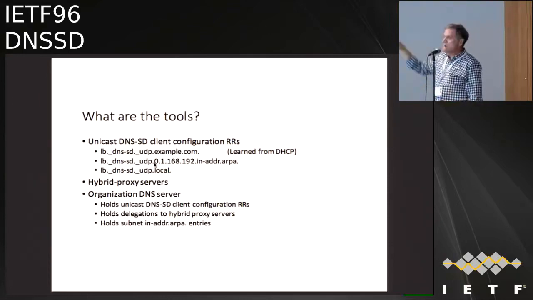So the next set of tools is the hybrid proxy servers themselves. And then there's the organization DNS server, which we're going to use to stitch all this stuff together. The organization DNS server has the unicast DNSSD client configuration RRs, these things. It has the delegations from the central zone for the organization to the hybrid proxy servers, and it's got these funny subnet entries. Okay.